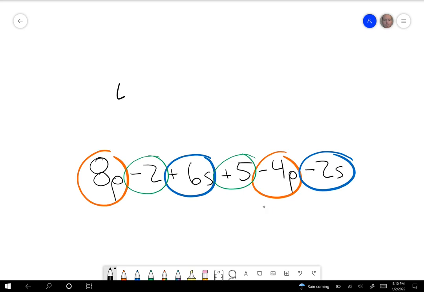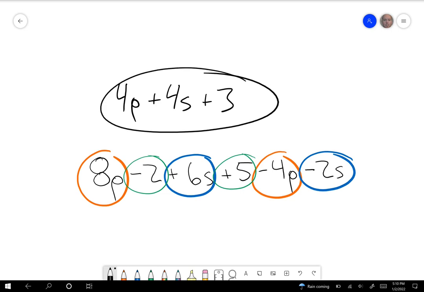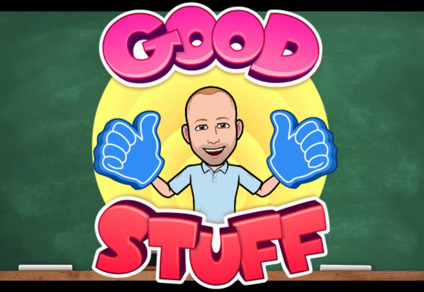8p minus 4p will give us 4p. And then 6s minus 2s will give us plus 4s. And then -2 and a positive 5 give us a positive 3 for a simplified expression of 4p plus 4s plus 3.